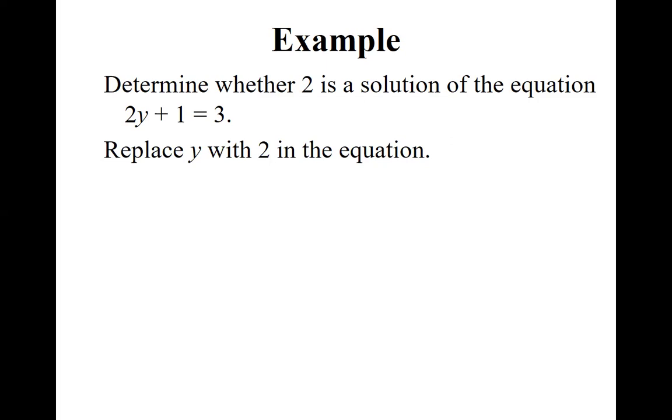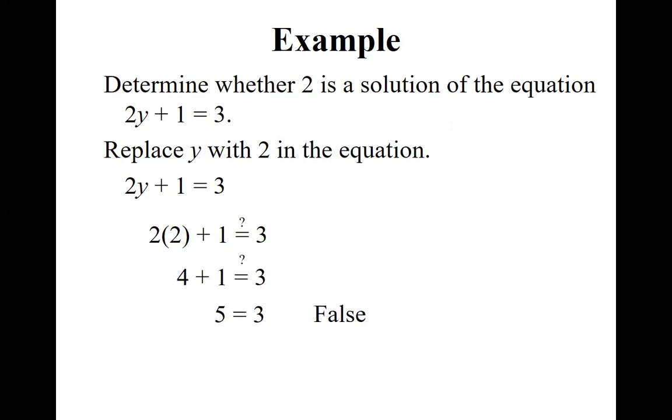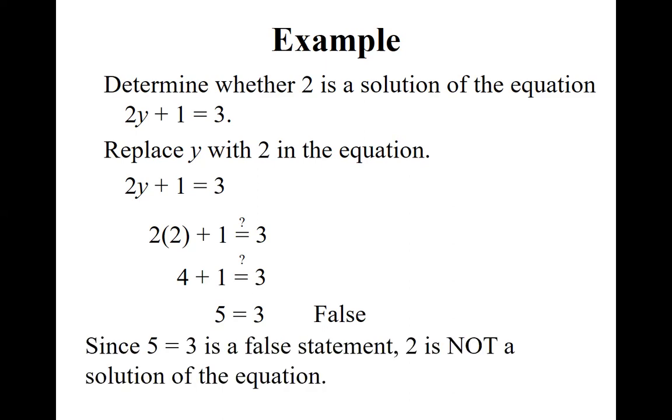So let's replace y with 2. 2y plus 1 becomes 2 times 2 plus 1. We want to know if that's equal to 3. 2 times 2 is 4. 4 plus 1 is 5. 5 is not equal to 3. We get a false statement. Since 5 equals 3 is a false statement, 2 is not a solution of the equation.